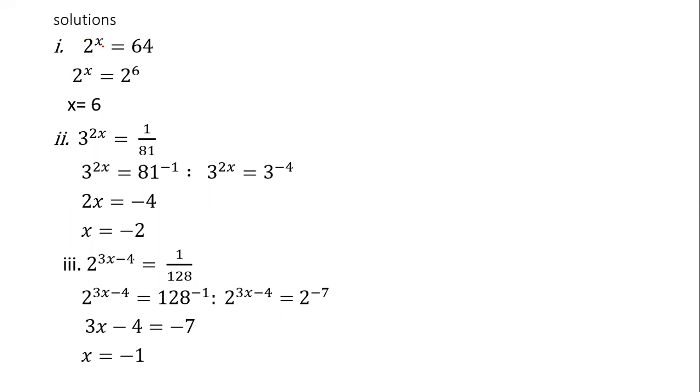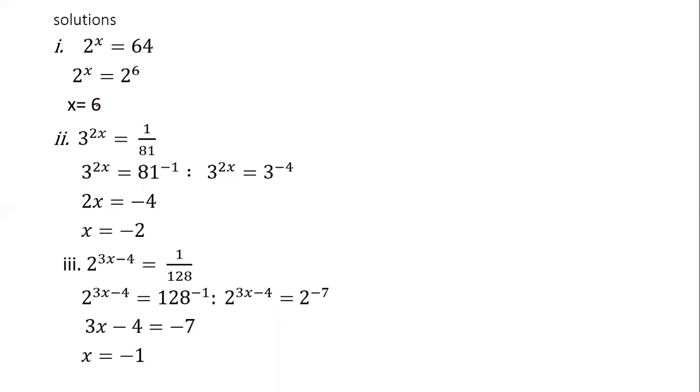2 raised to the power x equals 64. The law is saying that a power n equals a power n, so the base must be the same. So we can express this 64 as 2 power 6. To get 2 here, 2 here also. Hence, you can equate the powers. So hence, x is also equal to 6.